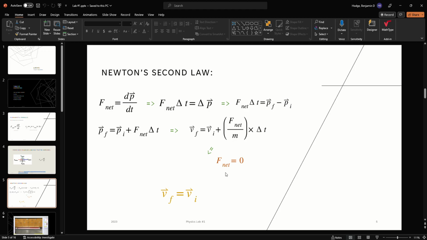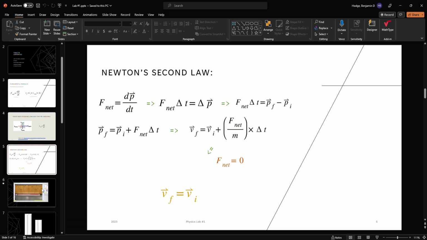That being said, we also end up multiplying F net by 0, as we previously discussed up here, in order to cancel out the equation to show that your final velocity is going to be equal to your initial velocity, right? Which is incredibly essential to understand for this lab.